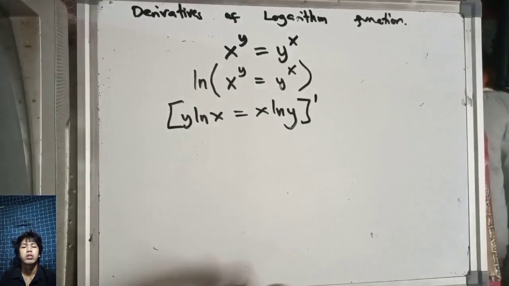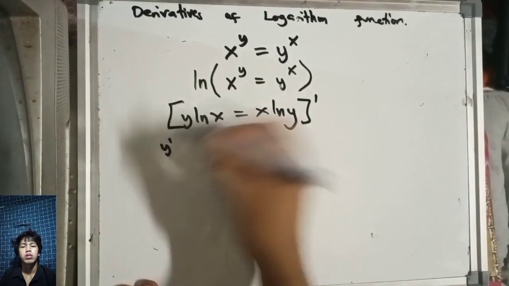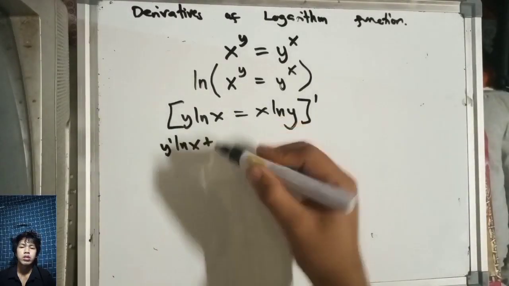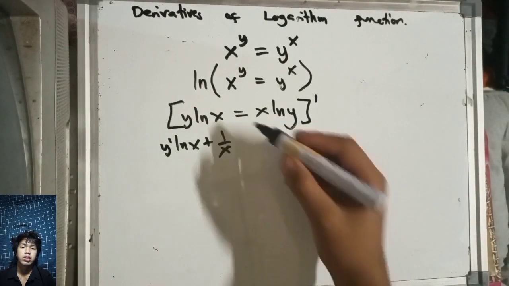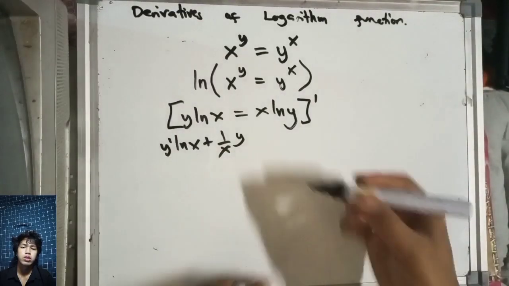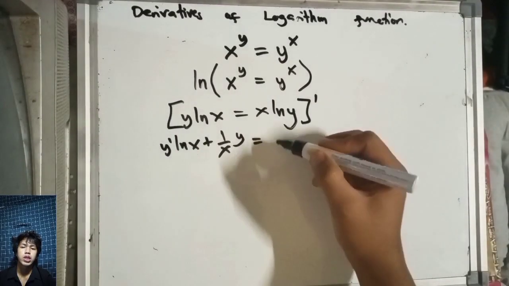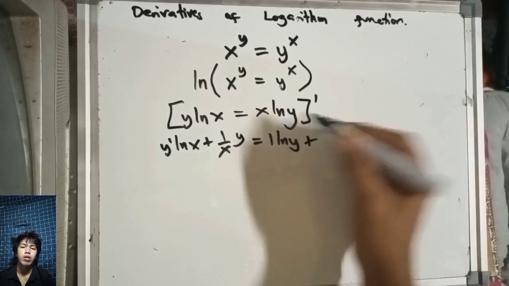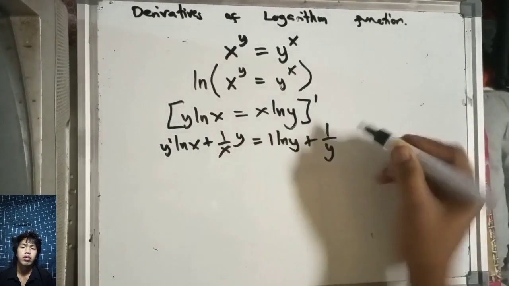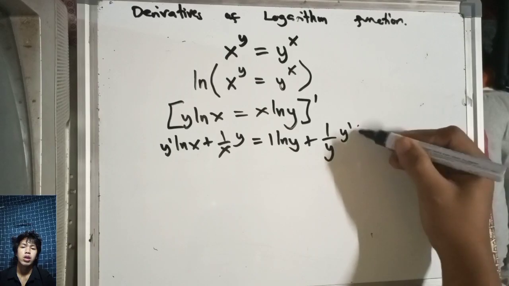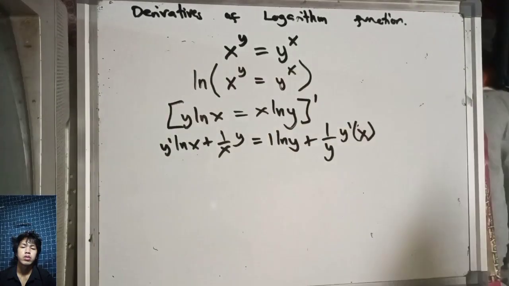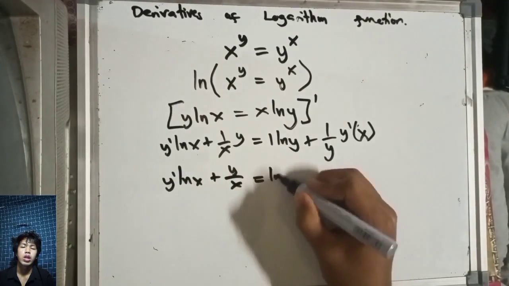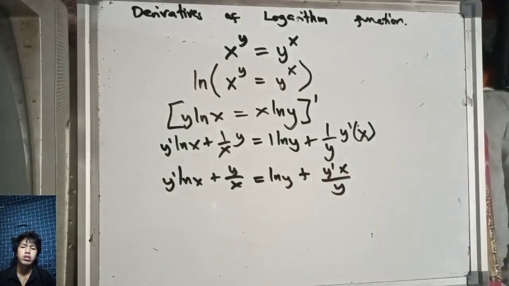So the derivative of y is y prime, and copy the ln x, plus the derivative of ln x is 1 over x, then copy the first function. Equals the derivative of x is 1, copy the second function, plus the derivative of ln y is 1 over y. The derivative of y is y prime times, we're going to copy the x. We're going to simplify this term. So y prime ln x plus y over x is equal to ln y plus y prime x over y.